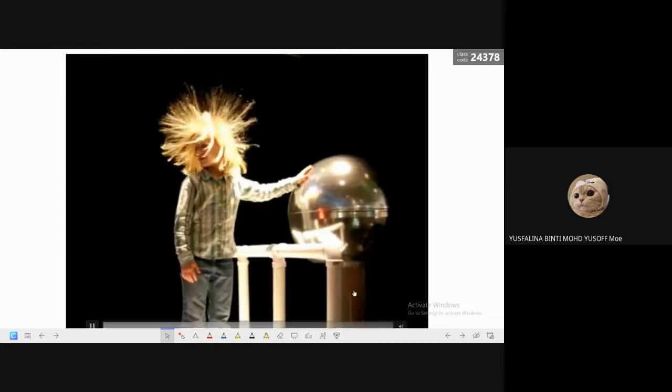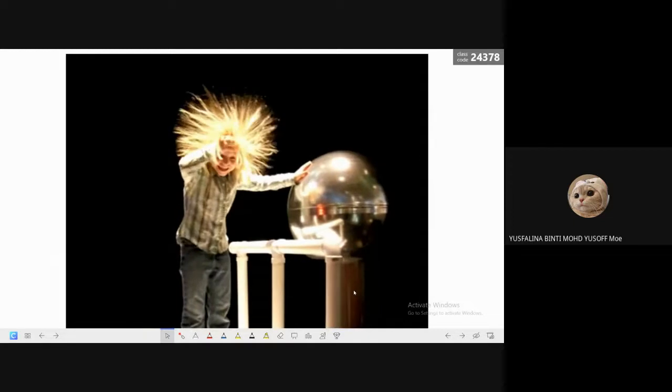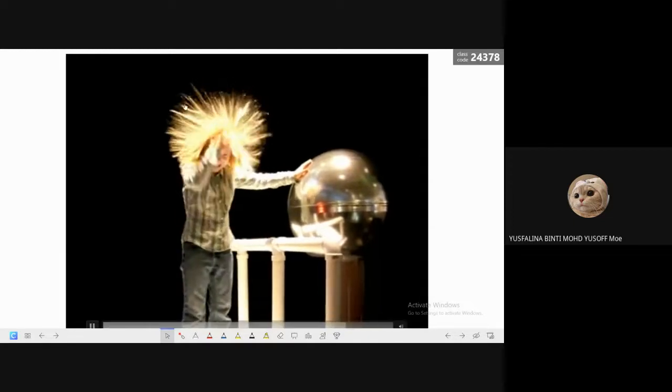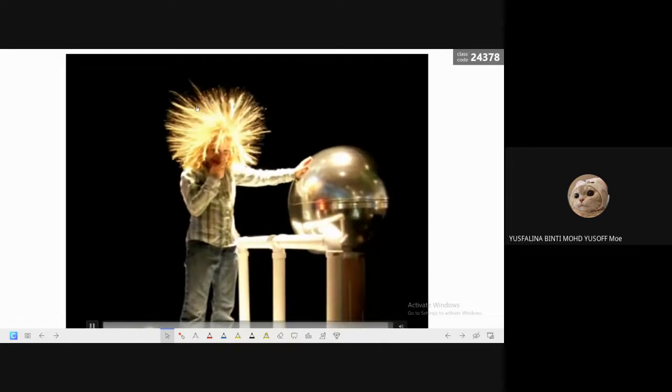So this is the example if I use the Van de Graaff generator. There is a charge in the hair here, and the same charges will repel, so it becomes like this.